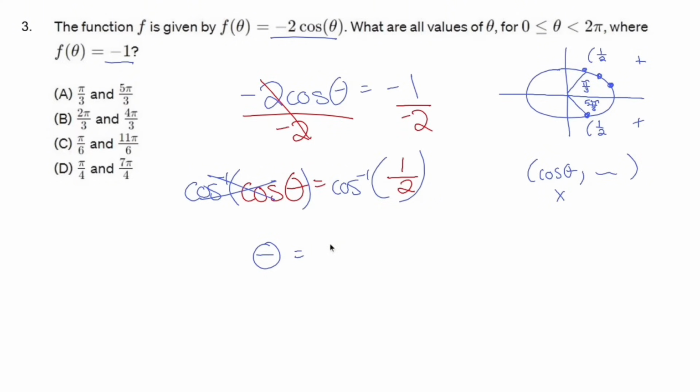So theta is pi over 3, and 5 pi over 3. Those are my answers, which would be A.